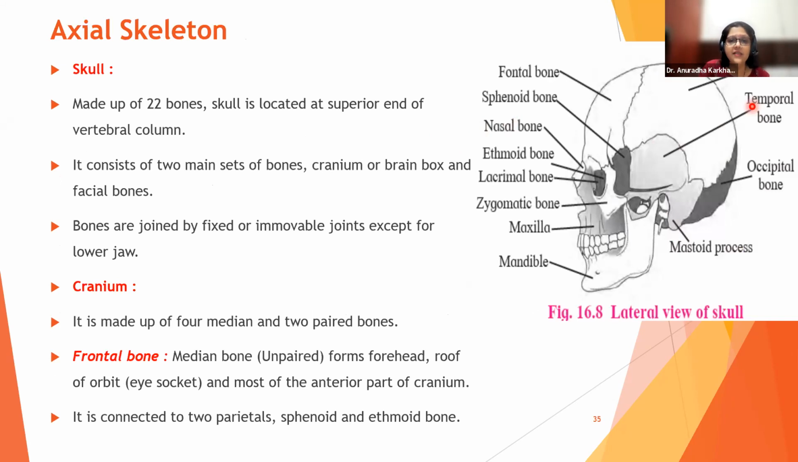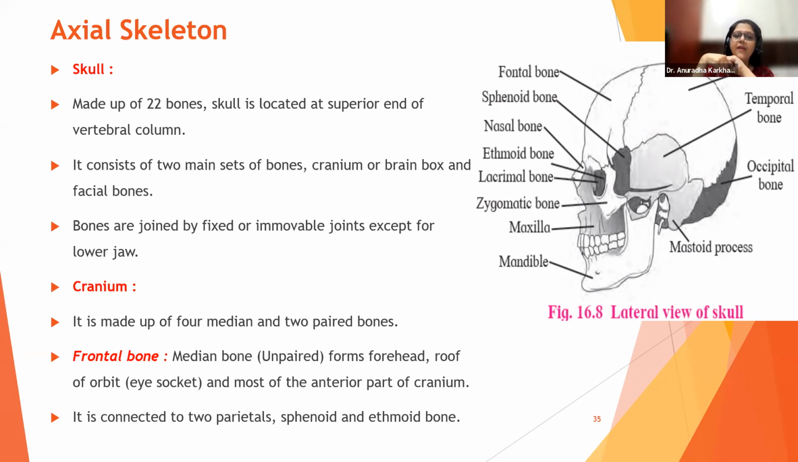So we talk about the axial skeleton. The skull is made up of 22 bones. The skull is located at the superior end of the vertebral column. We know this. It consists of two main sets of bones: cranium or brain box as we call it, and the facial bones. So this entire skull has the cranium part as well as the facial part. Remember the total number of bones in it: 22 bones.